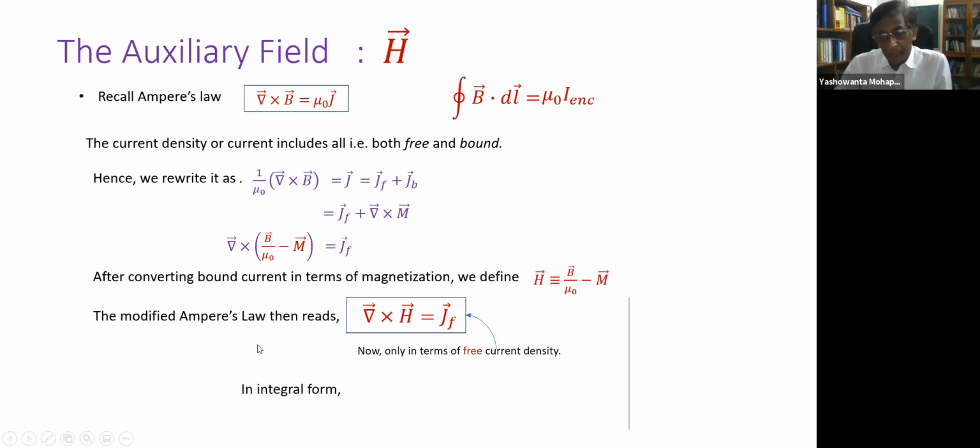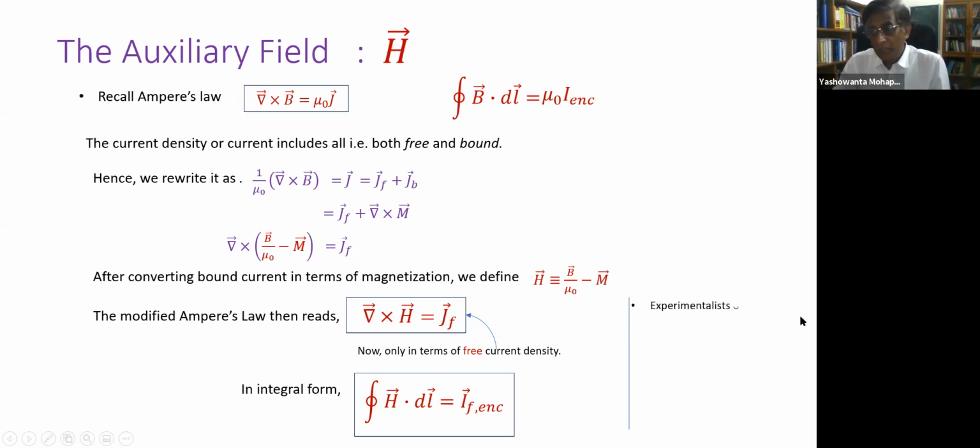There might be bound current, but that is already included through the magnetization. So in integral form, this would become the closed integral of H dot dl for the Amperian loop, and that will be the total free current which is enclosed, only the free current that is enclosed. So this will become the basis of calculating H first, whenever we can, using the free current, and then maybe go to B.